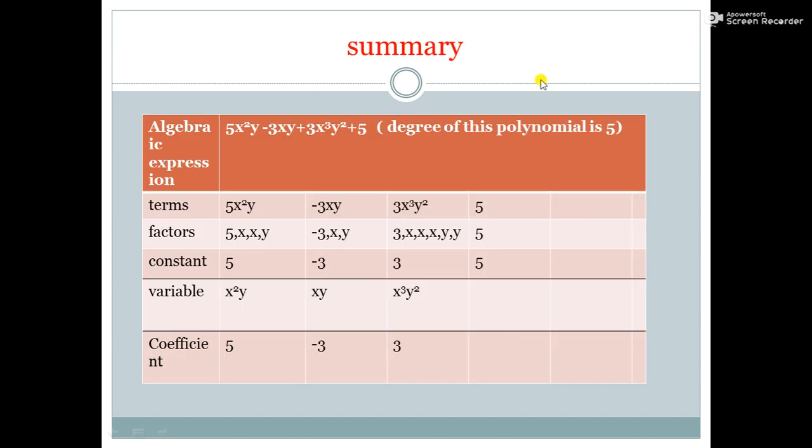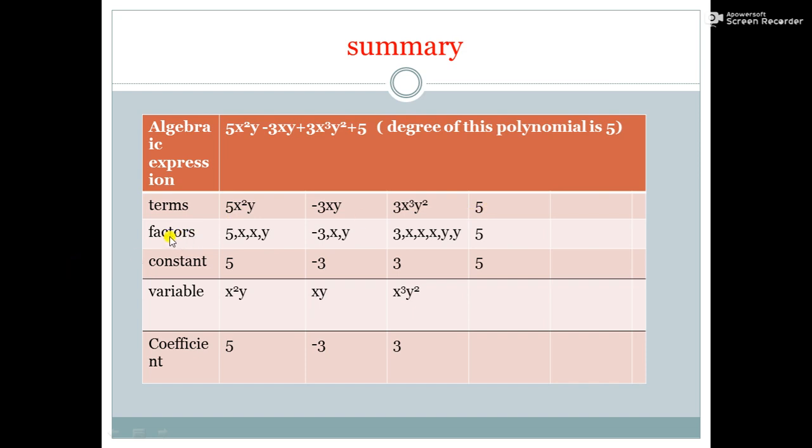Next, let us summarize whatever we discussed. Here, one algebraic expression is written and it is a polynomial: 5x square y minus 3xy plus 3x cube y square plus 5. The degree of this polynomial is the highest sum of the powers. Here the highest sum of the powers is 3 plus 2, 5, and that is the degree of this polynomial. And terms, how many terms are there? 1, 2, 3, 4: 5x square y, minus 3xy, 3x cube y square and 5.